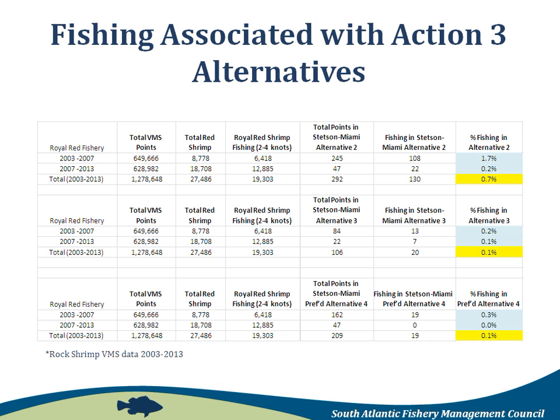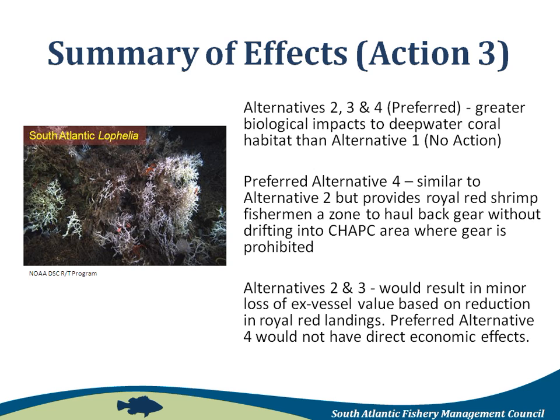And so if you look at Alternative 2, for the entire time series of the VMS data, 0.7% of royal red fishing points lie within this proposed extension. For Alternative 3, for the entire time series of VMS points, 0.1% of royal red fishing points lie within this proposed extension. And for Preferred Alternative 4, 0.1% of royal red fishing points lie within this proposed extension.